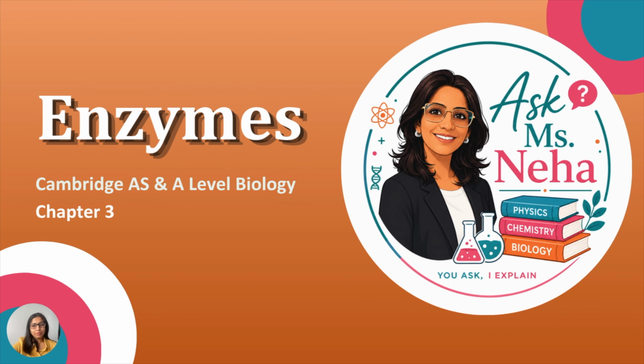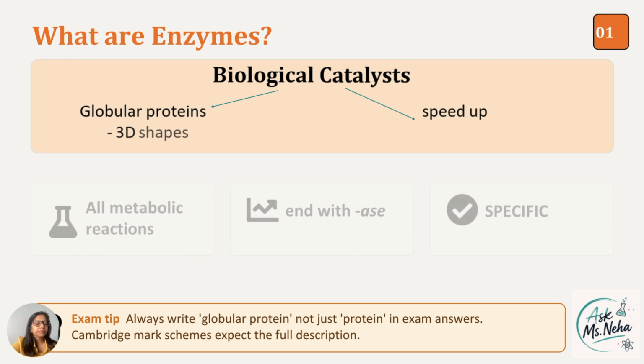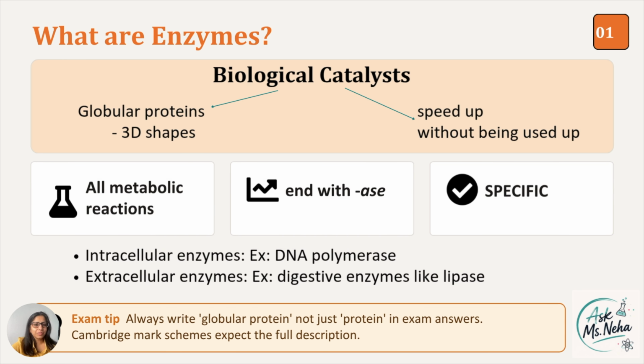The single chapter Enzymes accounts for some of the most commonly lost marks in Cambridge A level biology. Not because it's hard, but because of one missing key term. Let's get started with what are enzymes or describe enzymes.